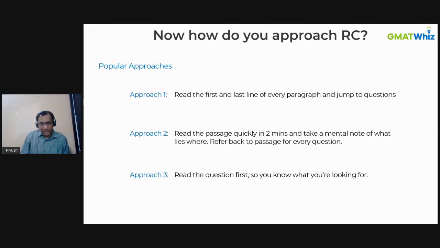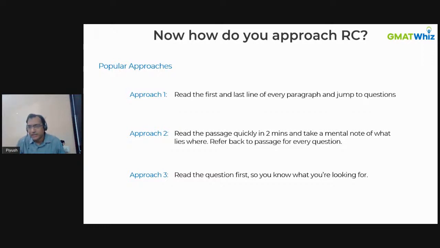Okay, so I want you guys to tell me, take a minute if you need, read through these approaches and tell me which approach is the one that you follow. Very quickly, which approach is the one that you follow? Okay, I'll wait for a few comments. Which is the approach that you follow for RC today?